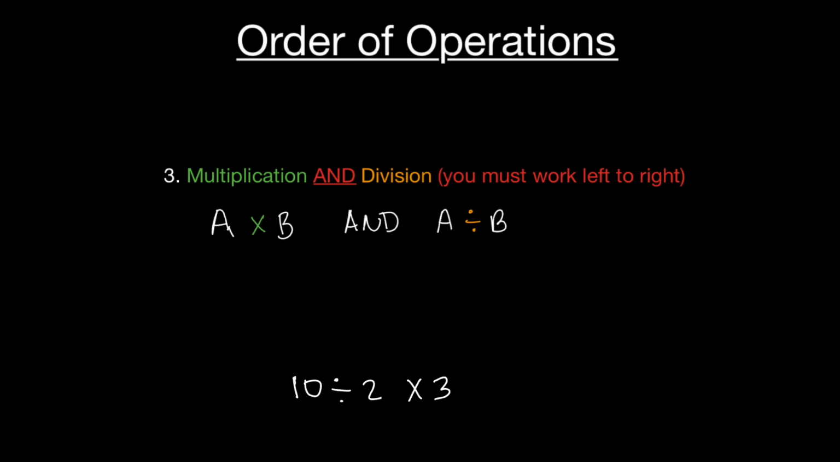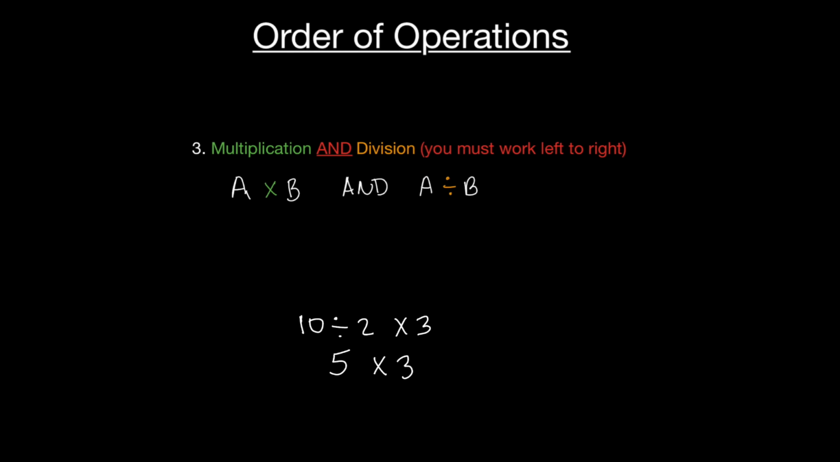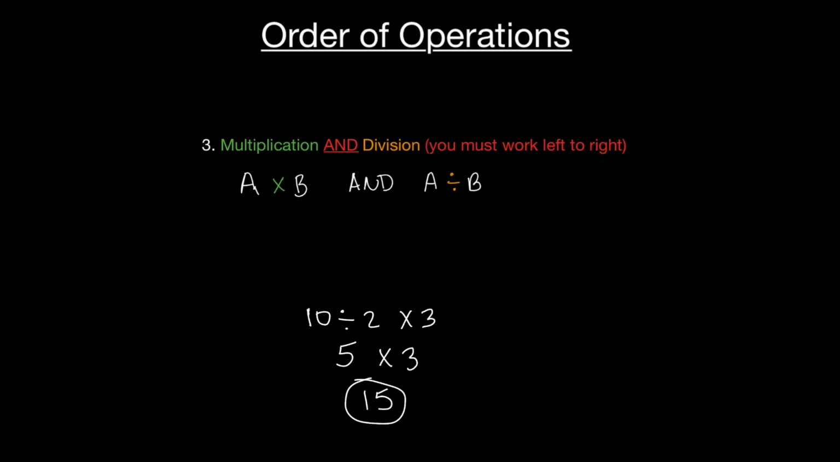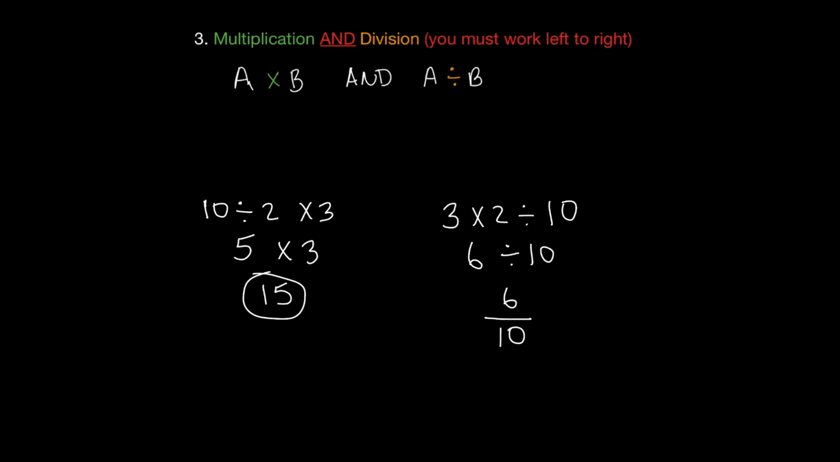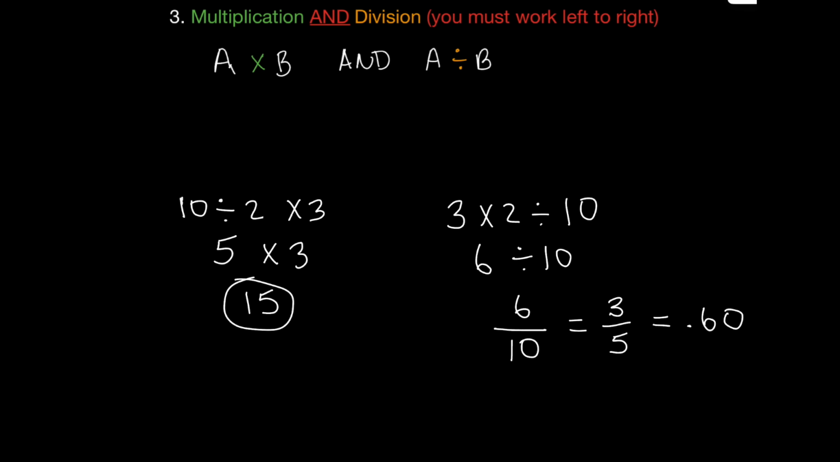If we solve this problem, we will solve 10 divided by 2, which will give us 5, and then we will multiply the 5 times the 3 and get 15. Let's switch this up. Let's say instead we solve 3 times 2 divided by 10. Again, if we work left to right, we will solve 3 times 2 first, and we will get 6, and then we will be left with a final answer of a fraction, which is 6 over 10, which simplifies down to 3 over 5, which is 0.6 as a decimal.